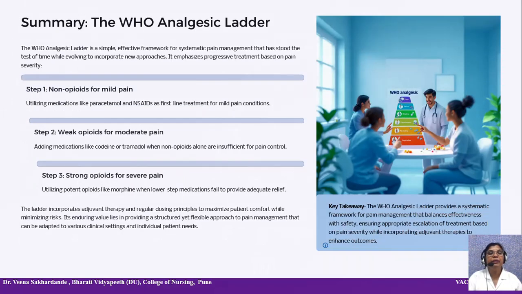To summarize this topic, the WHO analgesic ladder is very important, and there are mainly 3 steps: step 1, step 2 and step 3. Step 1 stands for mild pain, step 2 is for moderate pain, and step 3 for the strong opioids required for severe pain. So depending on the step, depending on the severity of pain, the medications are advised. WHO has given very nice systematic guidelines for pain management in the form of the ladder. So this was the topic of the WHO analgesic ladder under pain management.